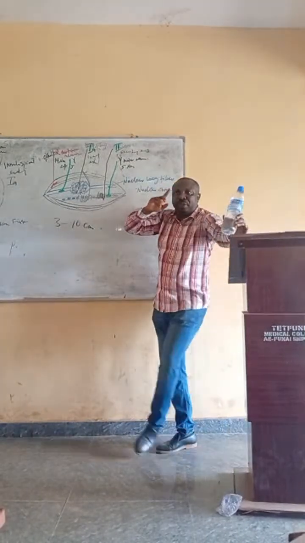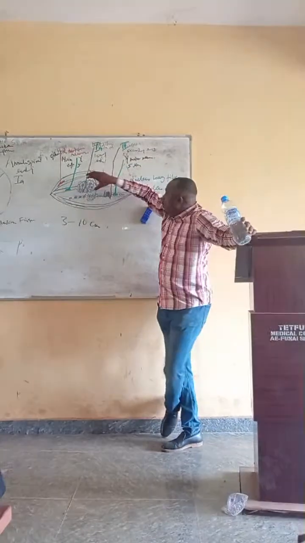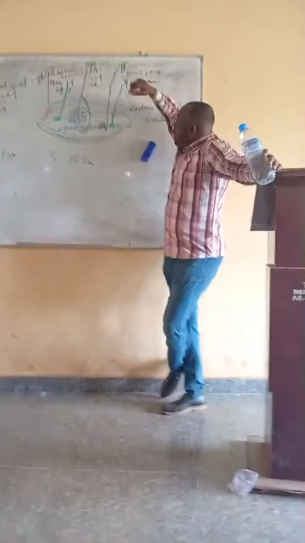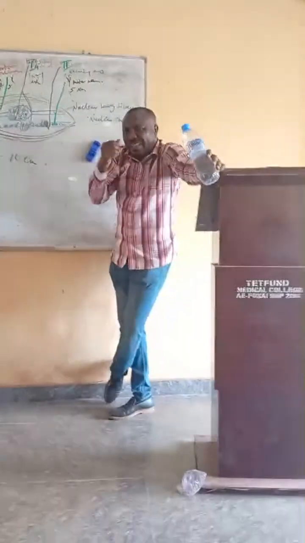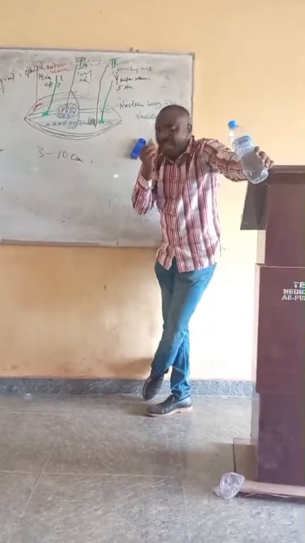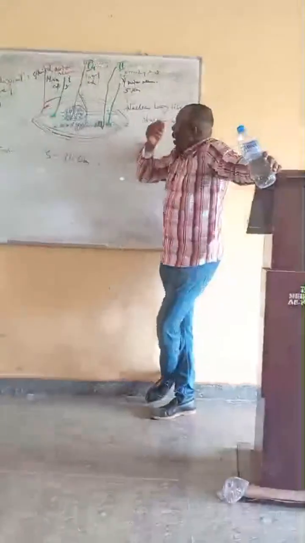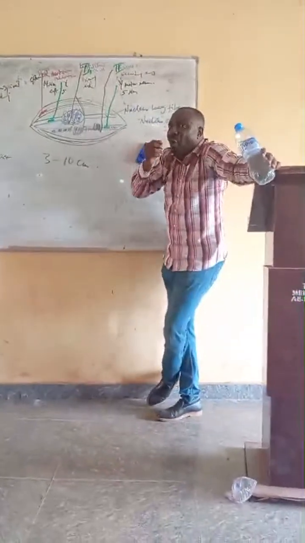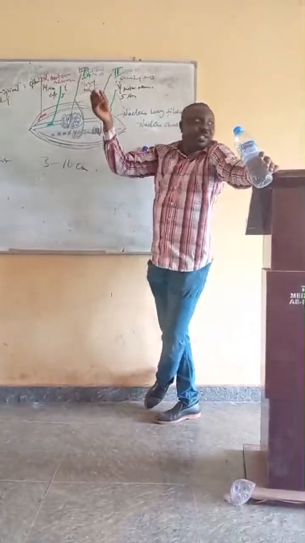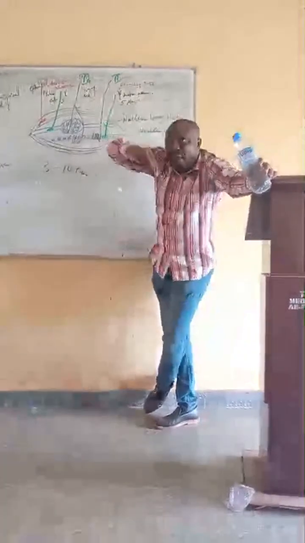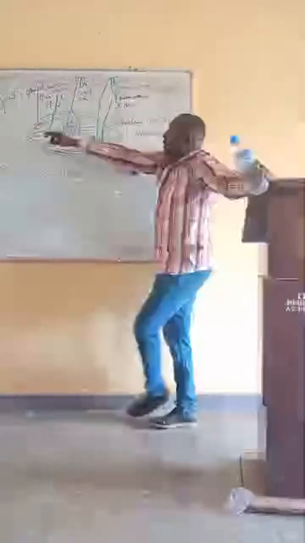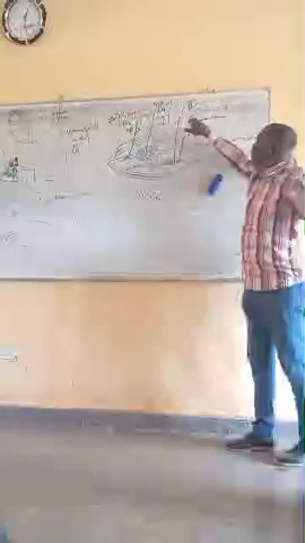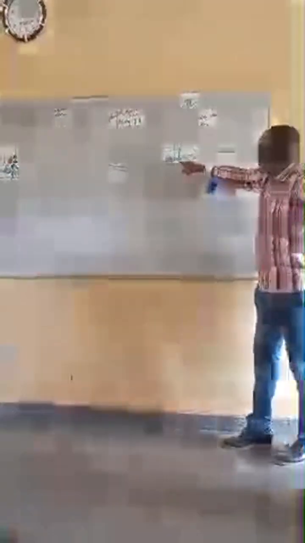Let's put it this way. When the muscle is slowly stretched, the muscle spindle will be slightly stimulated. When it is stimulated, it will send afferent information to the spinal cord via the primary ending and secondary ending.